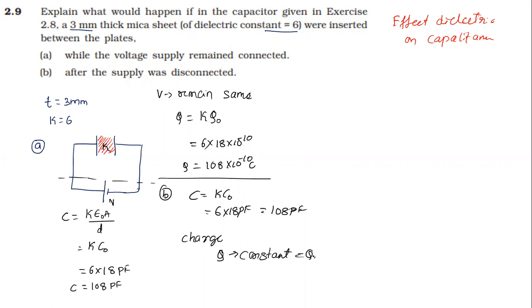That is equal to what now? Q naught. So previously, how much Q naught is there now? So 18 into 10 power minus 10. Charge remains the same. What about the potential? Potential becomes V naught by K. Potential will drop. Potential will decrease as you remove the battery after introducing a dielectric slab.